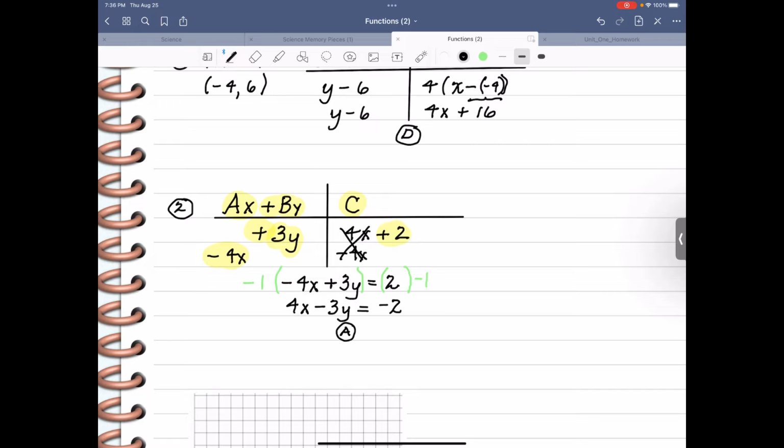And it probably won't surprise you that I forgot to do that all the time in school. I wanted just to leave that negative 4x there. But in standard form, it needs to be a positive. So A is indeed the answer. Let me double check. Yes, A is the answer.